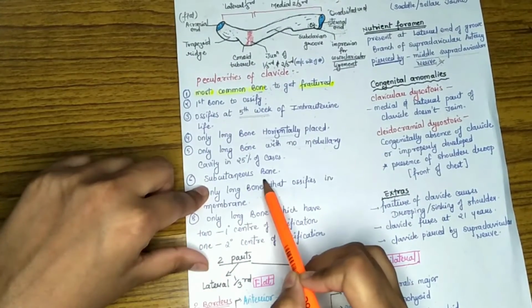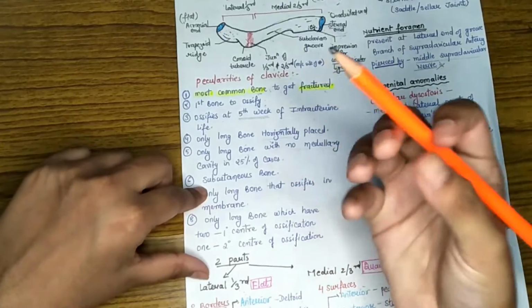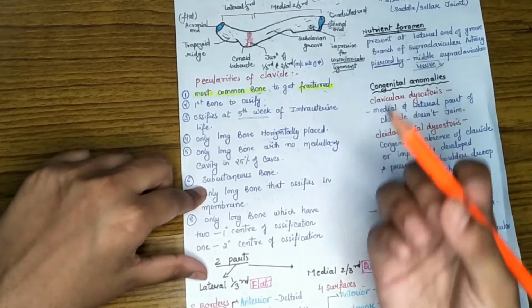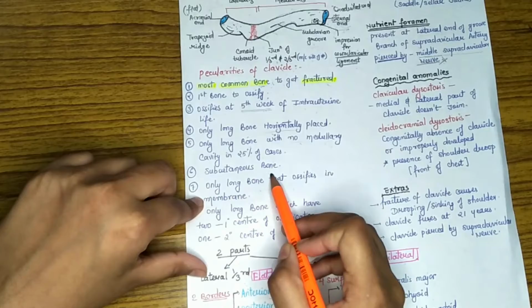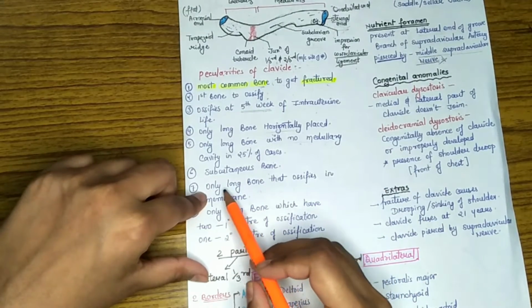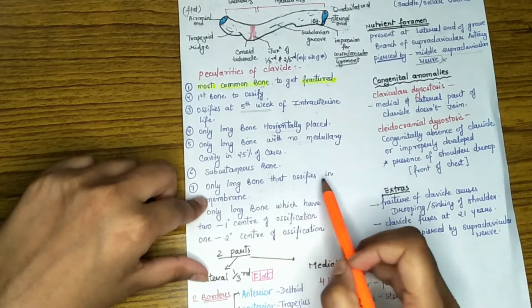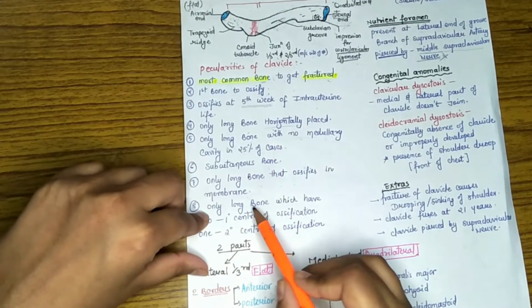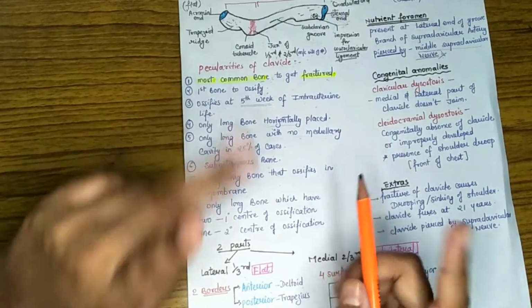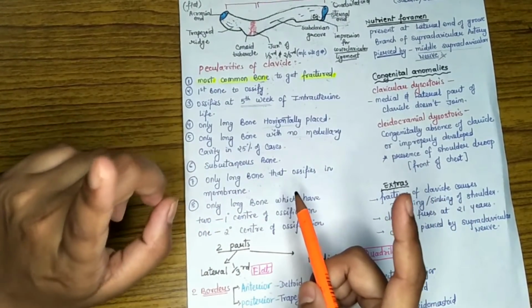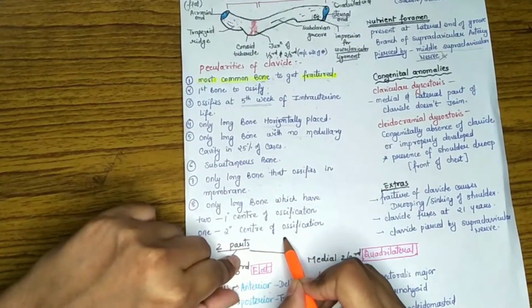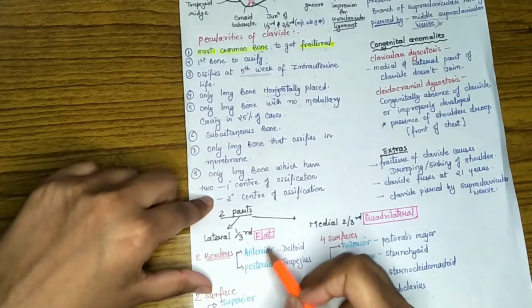It is a subcutaneous bone, meaning you can feel it with your fingers, by touch. It is subcutaneous throughout, and it is the long bone that ossifies in membrane. It is the long bone which has two primary centers of ossification, and there will be one secondary center of ossification.